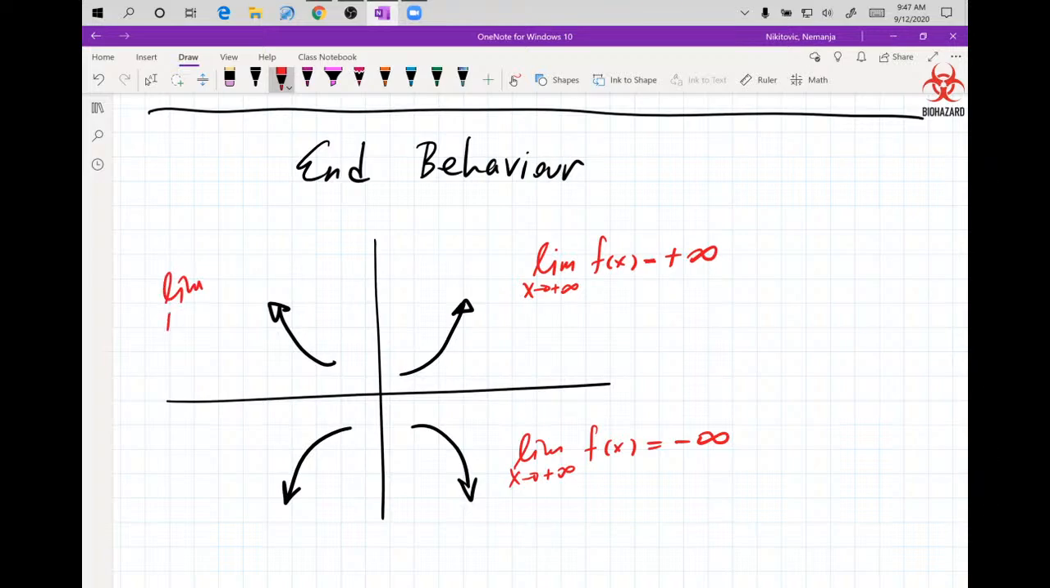Here is the limit as x goes to negative infinity, because this is negative infinity on x. So input f of x, and the answer is positive infinity because it's going up. And finally, the limit of f of x as x goes to negative infinity will give us negative infinity. So that's the end behavior.